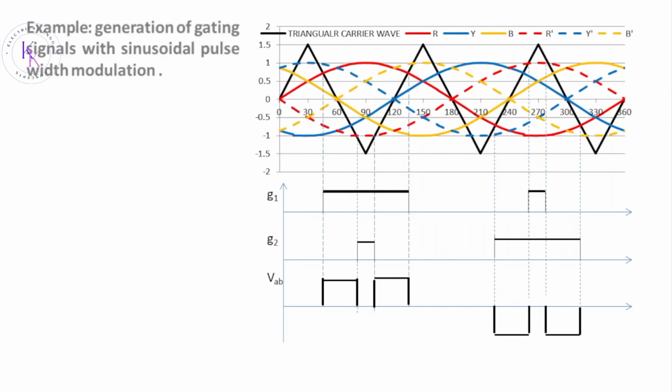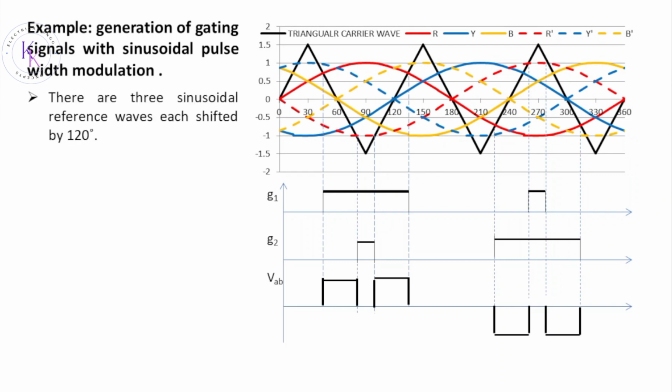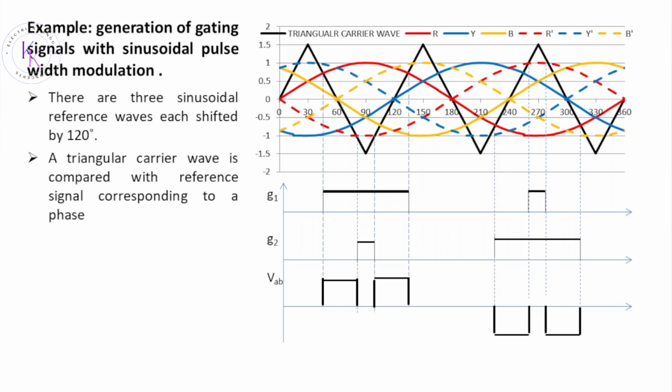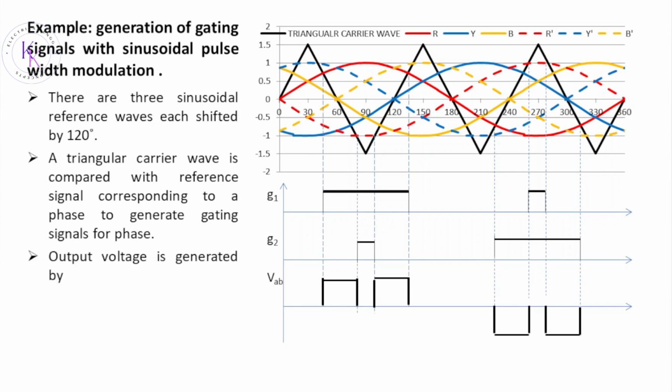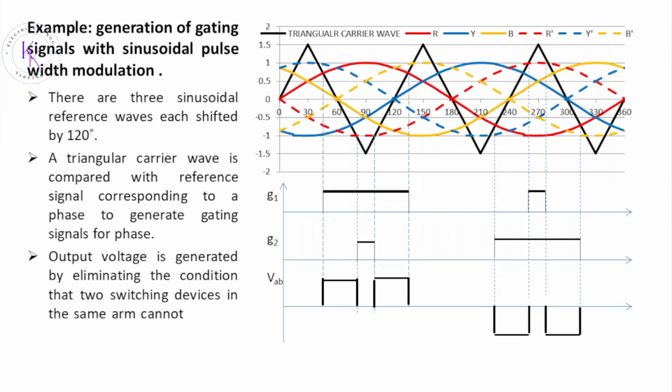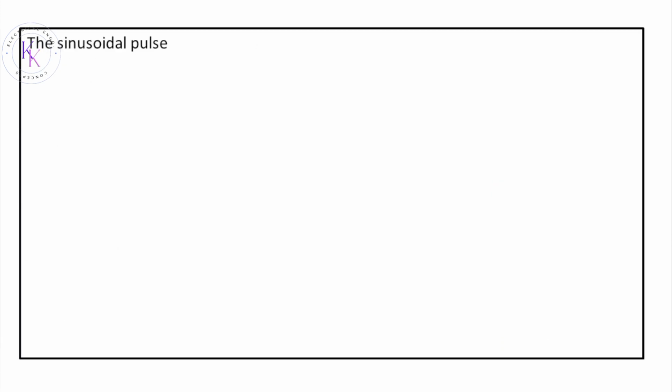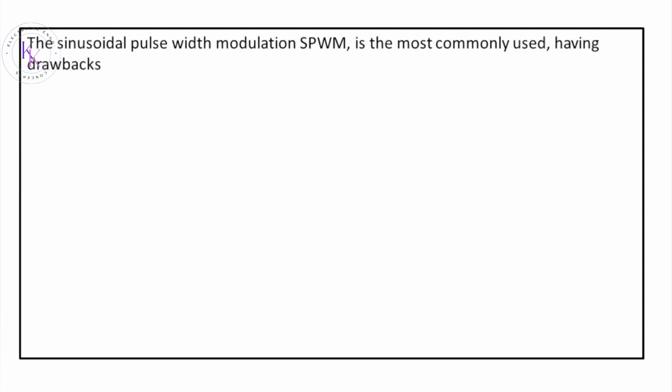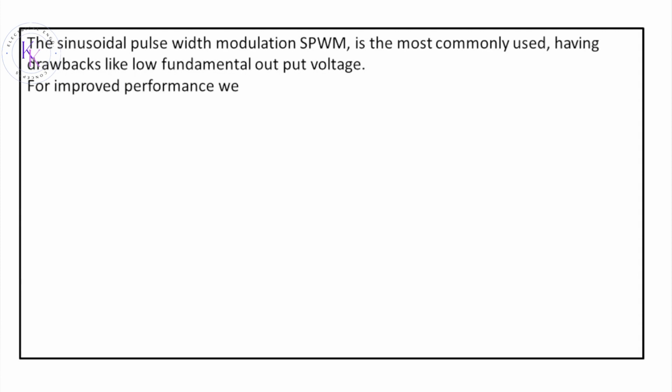Example: generation of gating signals with sinusoidal pulse width modulation. There are three sinusoidal reference waves, each shifted by 120 degrees. A triangular carrier wave is compared with the reference signal corresponding to the phase to generate gating signals for that phase. Output voltage is generated by eliminating the condition that two switching devices in the same arm cannot conduct at the same time. The sinusoidal pulse width modulation (SPWM) is the most commonly used, having drawbacks like low fundamental output voltage. For improved performance, we look for advanced techniques.